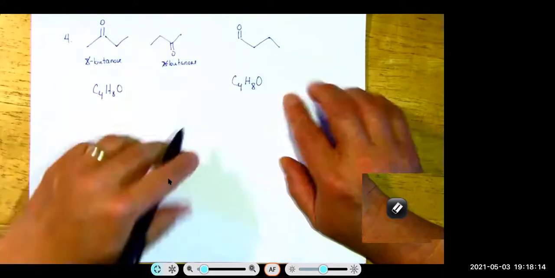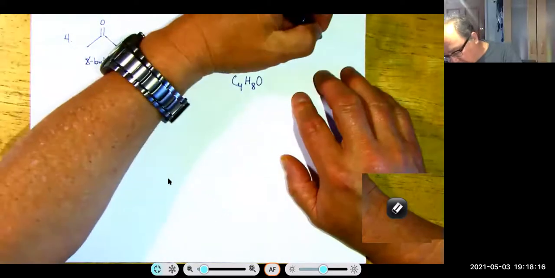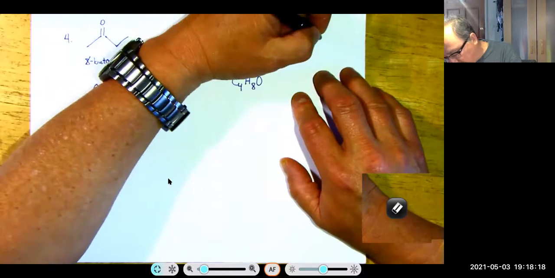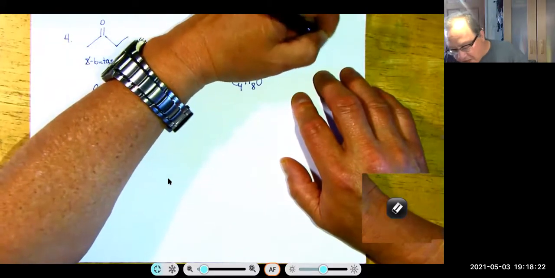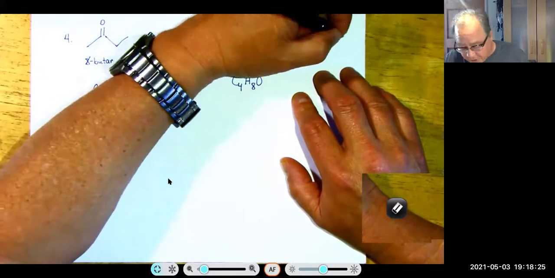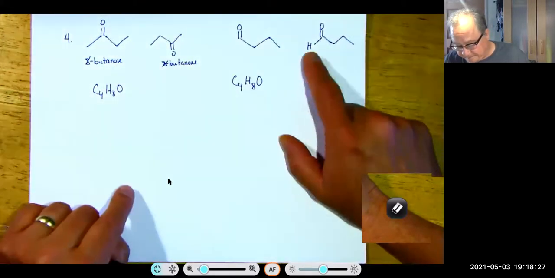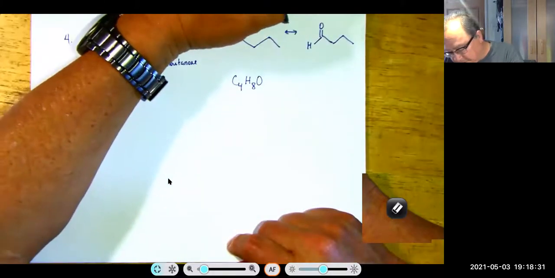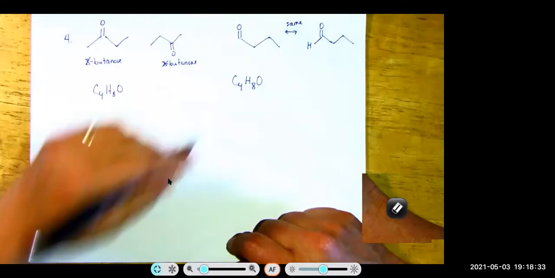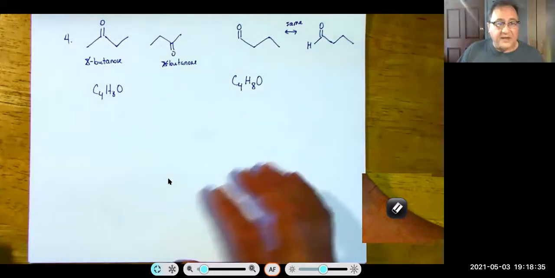Now, some people draw this way. I don't. I draw it this way. The reason I do that is a lot of people miss that hydrogen, so I put it there. These are the same. Okay, so we have a structural isomer.